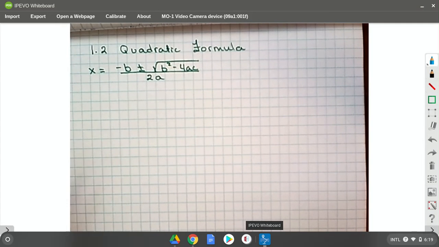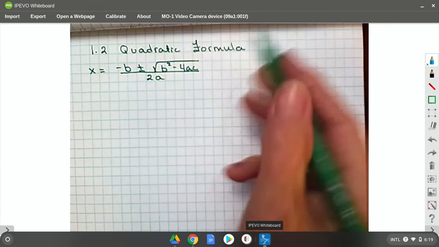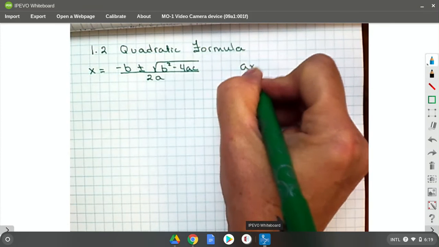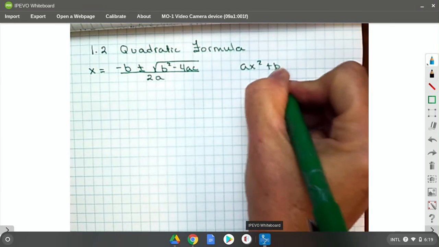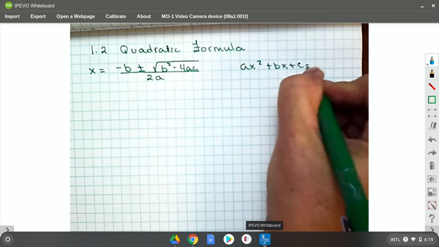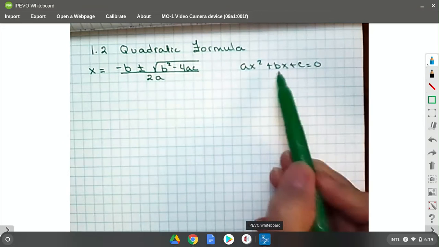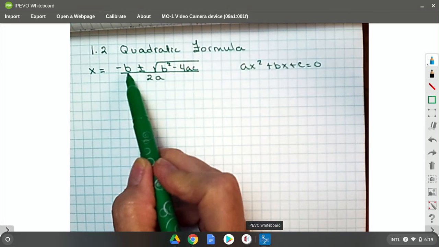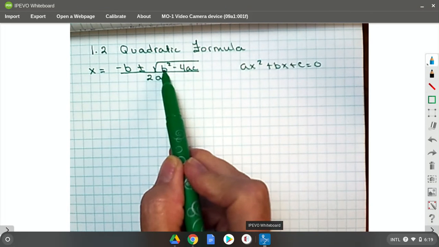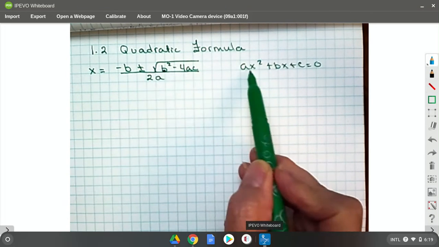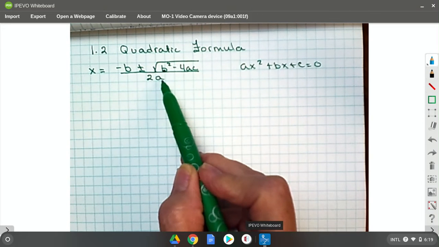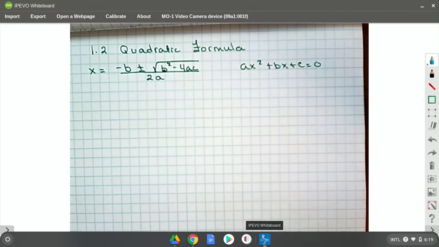Sometimes when things just will not factor out or they won't solve in any other way, we have to go to the quadratic formula. Now remember, your quadratic equation, ax squared plus bx plus c equals 0. So my b is this negative b, and b squared. Whatever I have for a is here, and then c.